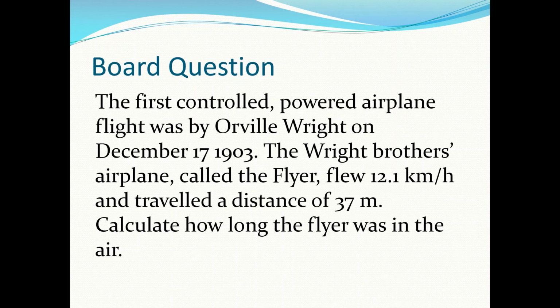So the first controlled power airplane flight was by Orville Wright on December 17, 1903. The Wright brothers' airplane called the Flyer flew 12.1 kilometers an hour, and it flew a distance of 37 meters. Calculate how long the Flyer was in the air. So 37 meters isn't a very long distance, and 12.1 kilometers an hour isn't a very fast speed. They don't match up, but I'm thinking it's probably in the air for a few seconds. So I'm going to switch this up to meters per second. That's the first thing I'm going to do, turn that into meters per second.